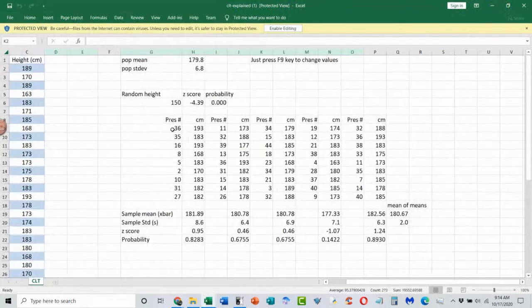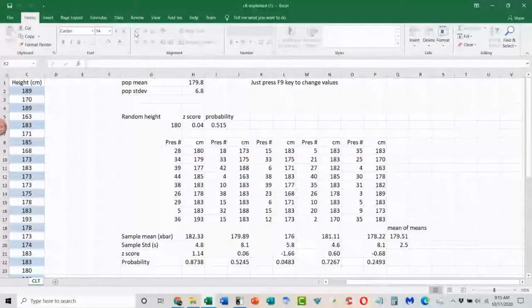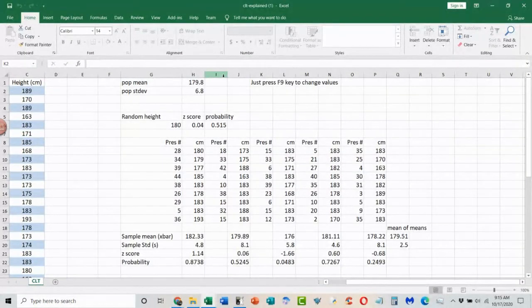Okay, and then what this does is it takes a sample of 9 of them. 3, 6, 9, yes. And I have a few of them, 1, 2, 3, 4, 5 of them. And so what's going to happen is every time I hit F9, it changes the value.